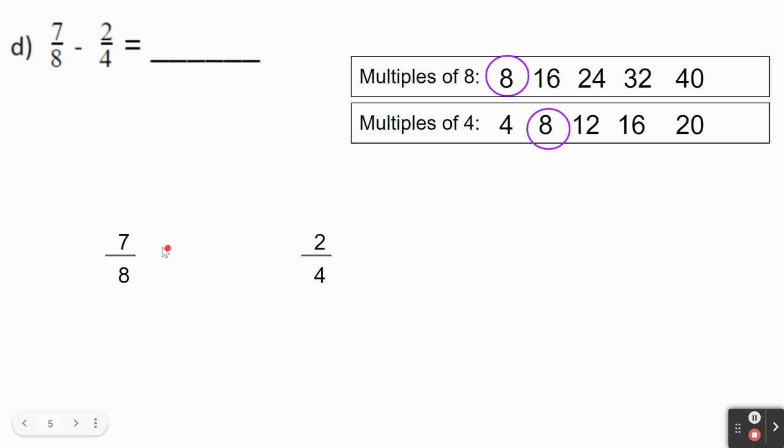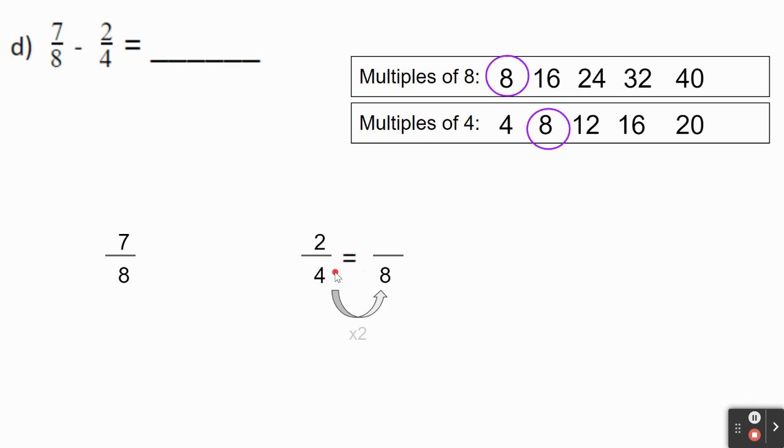Well, if we look at our first fraction, the denominator is already 8. So that means there are already 8 parts in this whole. We don't need to create an equivalent fraction. So we can go straight to 2/4. Let's think. Our denominator is going to be 8 since 8 was the first multiple in both lists. Let's ask ourselves, what do we multiply by 4 to get to 8?